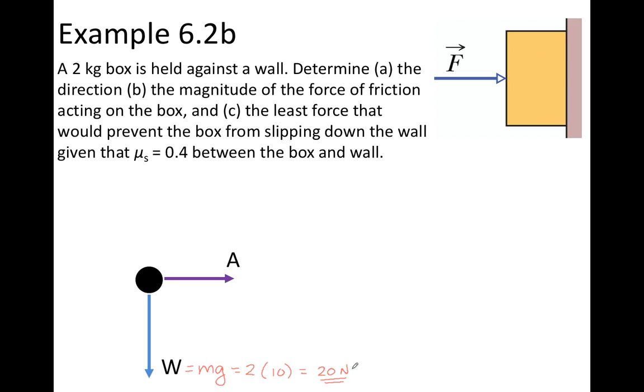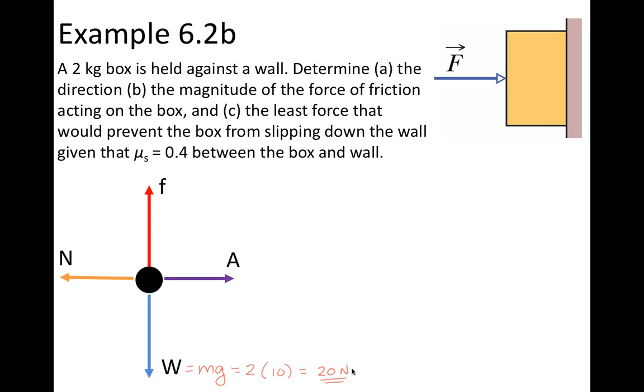Now, this one's a little bit different because here we have a vertical surface of contact. The normal force is always normal to the surface of contact. So here, normal or perpendicular to a vertical wall would be a horizontal force. The friction is going to have to act up.